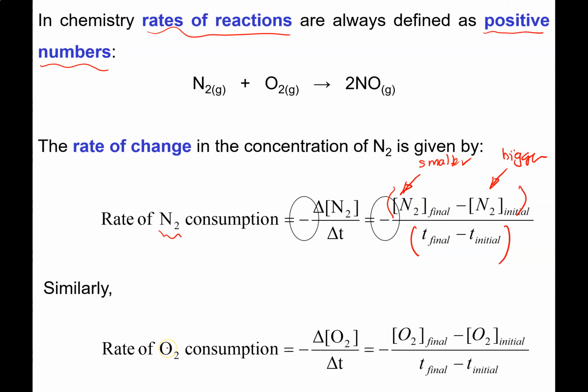Similarly, for the rate of consumption of our other reactant, O2, we have the negative of the change in concentration of O2 over the change in time, and again, it's always the final value minus the initial value whenever we're calculating a delta. So for a consumption, we have the minus sign of a reactant. We always have the minus sign there. Okay, and that's just because we have the convention that reaction rates are always expressed as positive numbers.